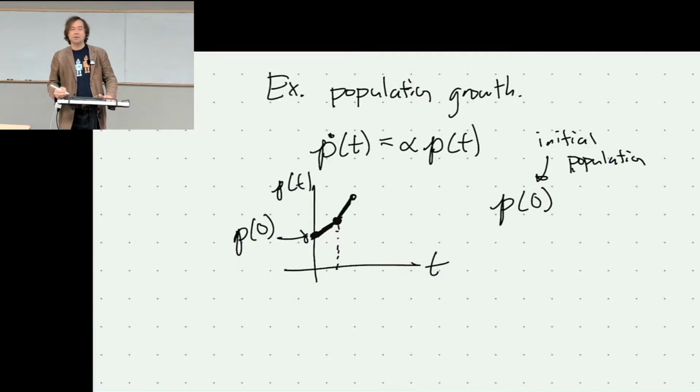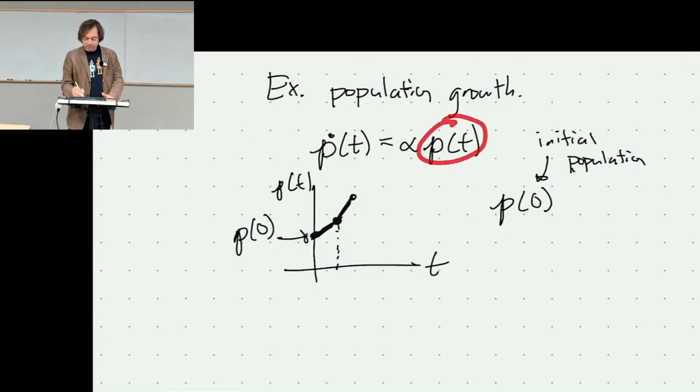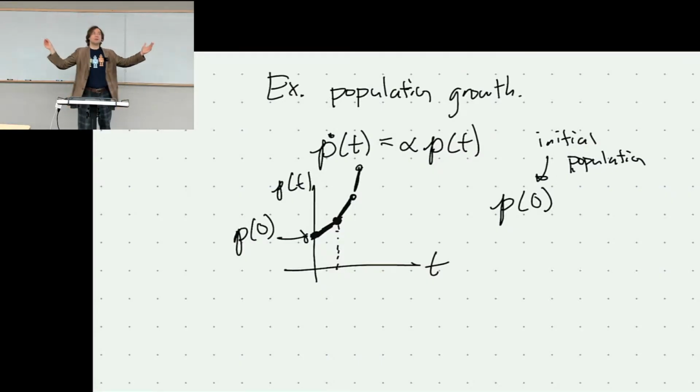Okay? Move ahead a little bit in time. Now we have a bigger population. Now we're going to have a new slope by multiplying by alpha. And continue, right? Now, is this an exact answer? No. This is an approximate answer. And that's just based upon the intuition of what a derivative is, okay? But this is also mathematically, of course, what a derivative is.